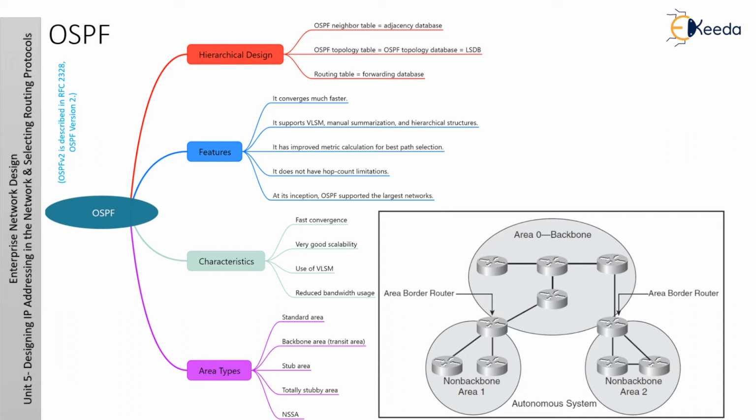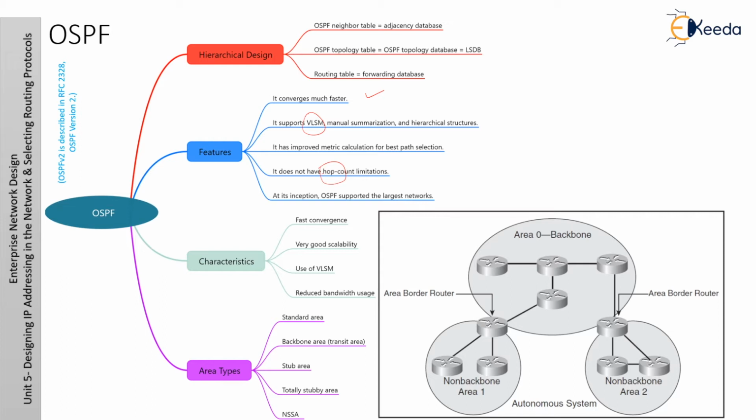OSPF is superior to RIP in all aspects, including that it converges much faster. It supports VLSM, manual summarization and hierarchical structure. It improves metric calculation for best path selection. It does not have a hop count limitation. As an exception, OSPF supports the largest networks. Okay, so these are the things which make it superior to the previous protocol.